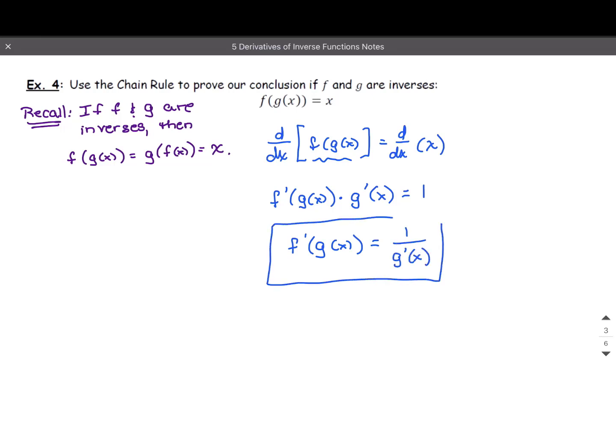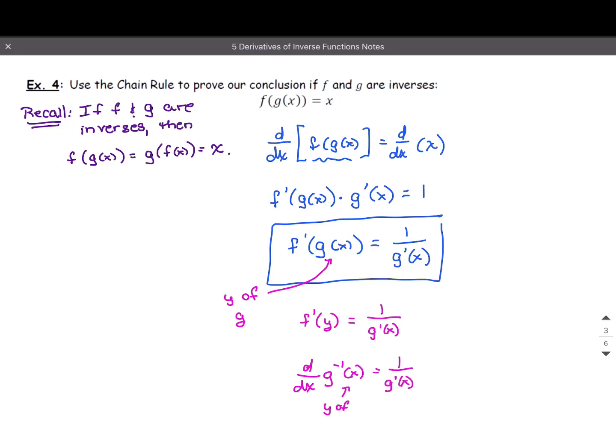So this is the opposite of the one that we did in number 3. We did the reverse composition. Remember that this g of x is a y of g. So we could say that f prime of y is 1 over g prime of x, right? Or we could say that the derivative with respect to x of g inverse of x is 1 over g prime of x. And again, remember that x value is a y of g. All right, so far so good?